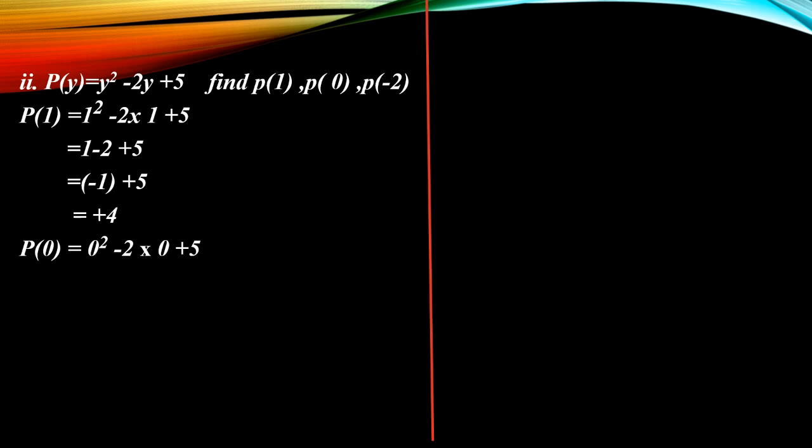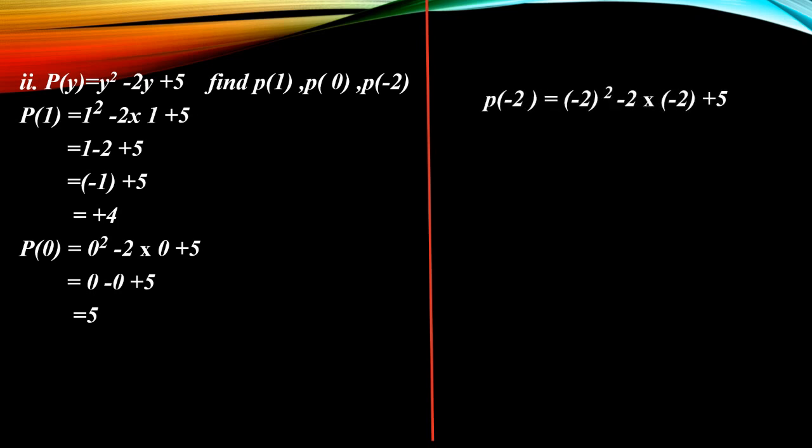Now we will find the value of the same polynomial with P(0). So substituting y as 0, we get P(0) is equal to 0 raised to power 2 minus 2 multiplied by 0 plus 5. So P(0) is equal to 0 minus 0 plus 5. We get the answer as plus 5.